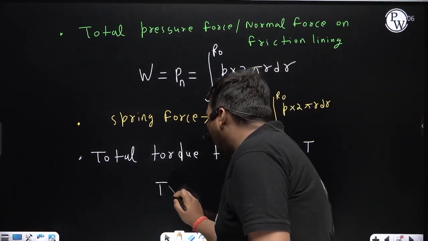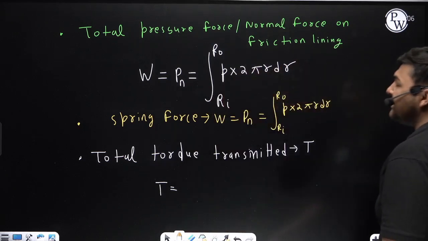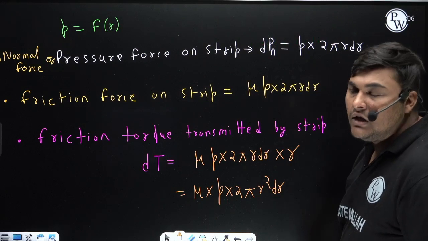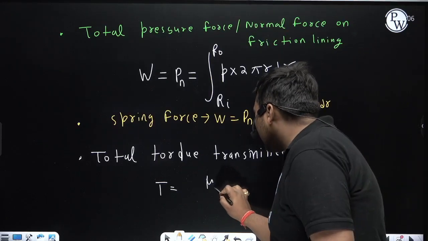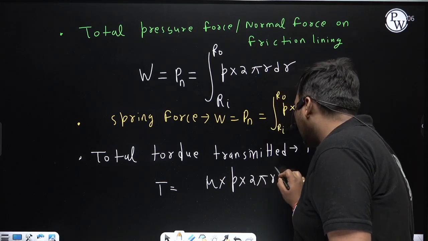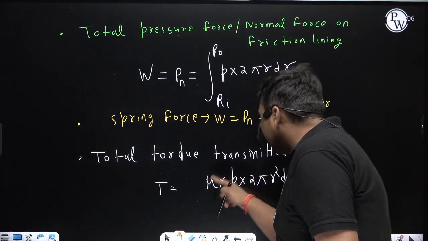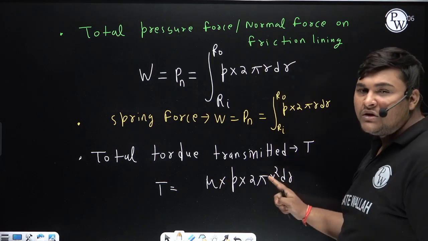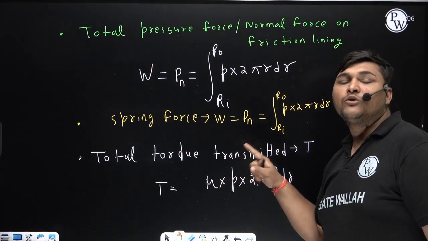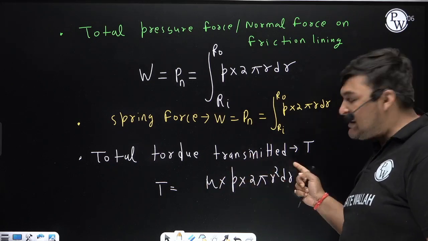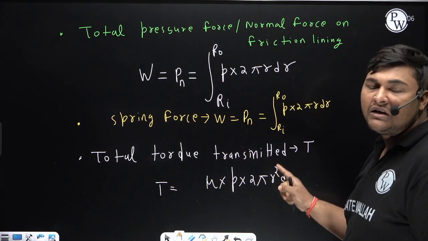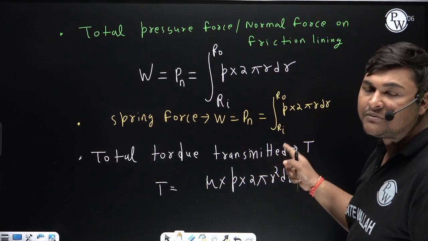So what is the expression of torque transmitted by strip? It is mu into P into 2 pi r square dr. So first write the expression of torque transmitted by strip, which is mu into P into 2 pi r square dr. And it is very easy to remember this. How? Pressure force on a strip is P into 2 pi r dr, friction will be mu, and to find friction torque, again we need to multiply r, it will become 2 pi r square dr. So it is the expression of friction torque transmitted by strip.